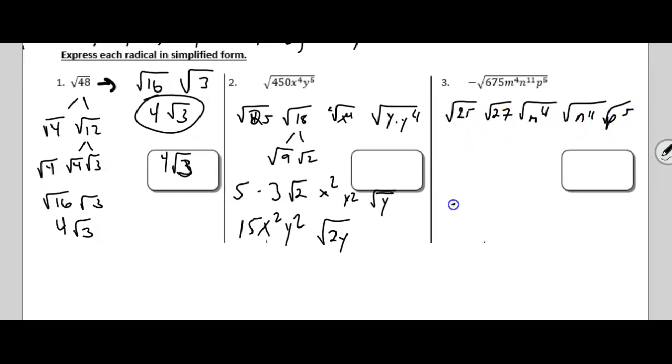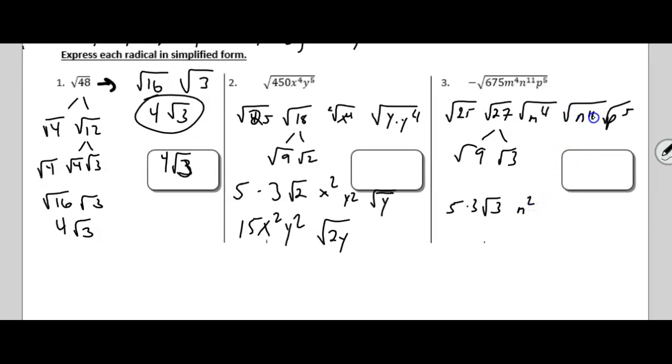Alright, the square root of 25 is 5. The square root of 27 is the square root of 9 times the square root of 3, and the square root of 9 is 3. Now we have the square root of m to the fourth. When you take the square root of an even exponent, just cut the exponent in half. So that's just m squared.